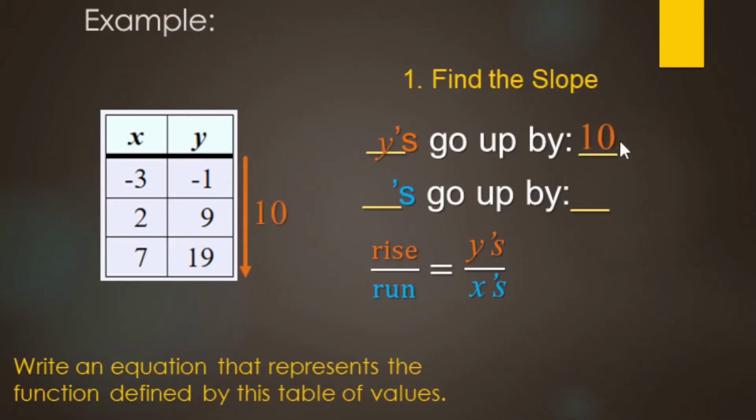Those are going up by 10s. So that's going to be our change in y's, 10. Next up, let's look at the change in x's. The x's go from -3 to 2 to 7. Those are going up by 5, right? 2 plus 5 makes 7, or 7 minus 2, again, makes 5 there. You can use subtraction also. So the x's go up by 5. So rise over run, 10 over 5, that's going to make 2. Boom, we have found the slope.